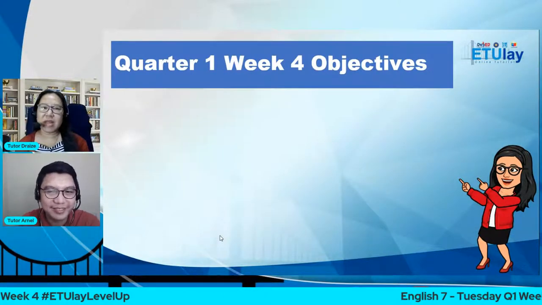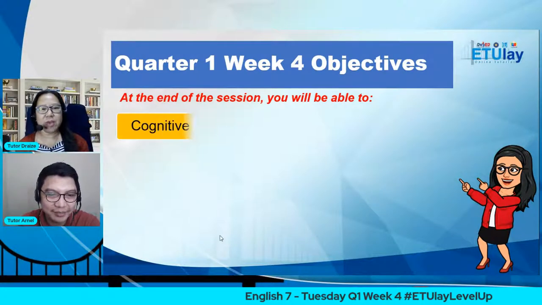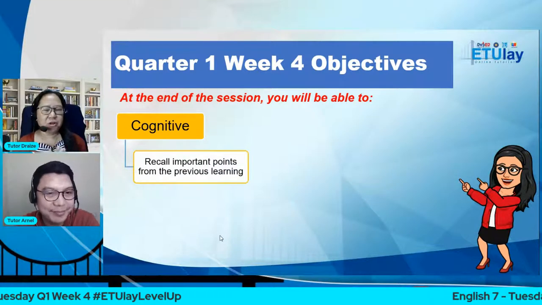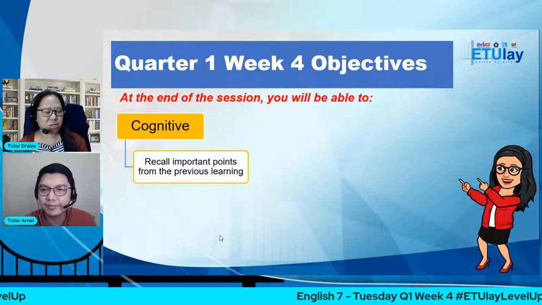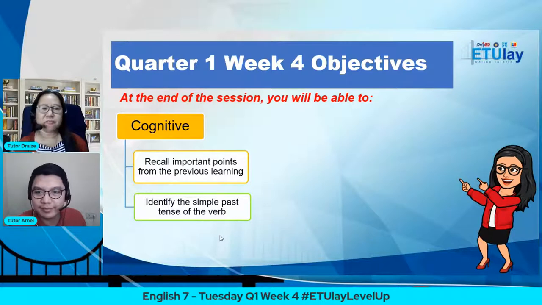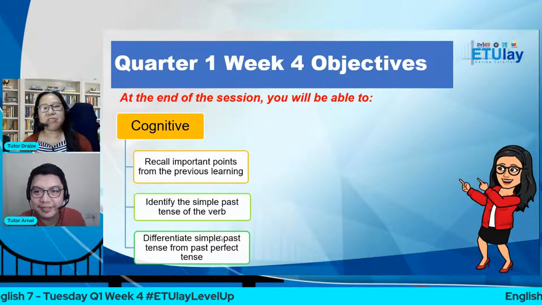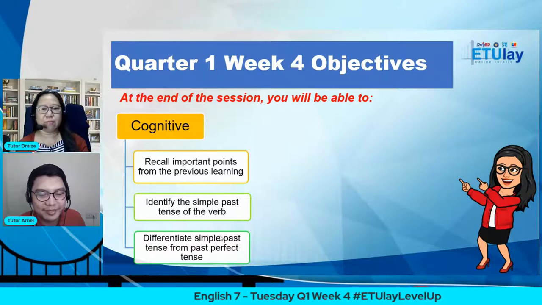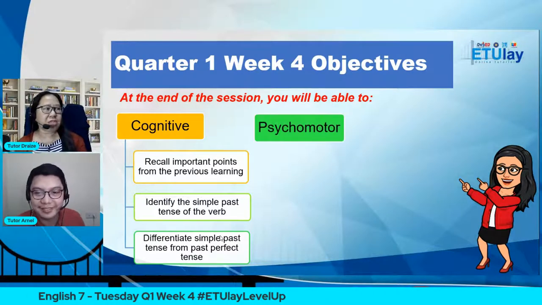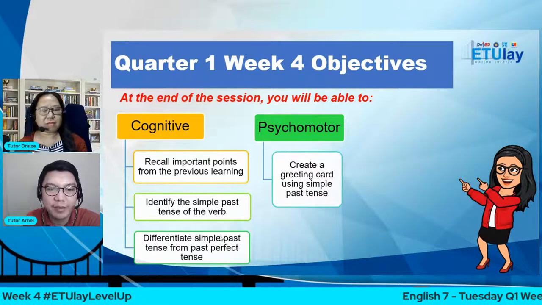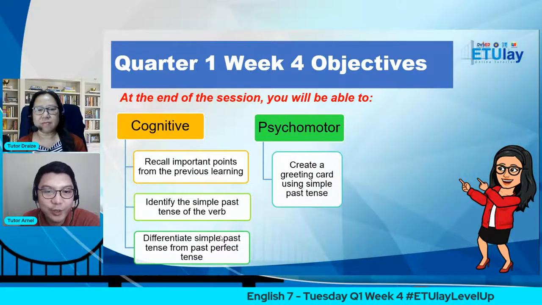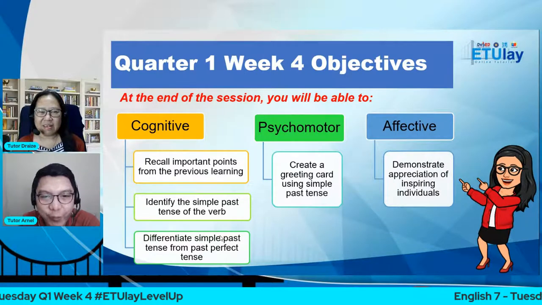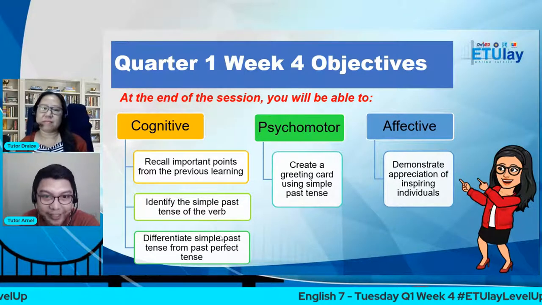And for our objectives, let us have the following. At the end of the session, you will be able to, let us start first with our cognitive or knowledge development. First, you will be recalling important points from the previous learning. Next, we're going to identify the simple past tense of the verb. And we're going to differentiate simple past tense from past perfect tense. Now, Sir Arnel, can you have the other objectives? For the psychomotor, create a greeting card using simple past tense. This is exciting. And for the affective, demonstrate appreciation of inspiring individuals.